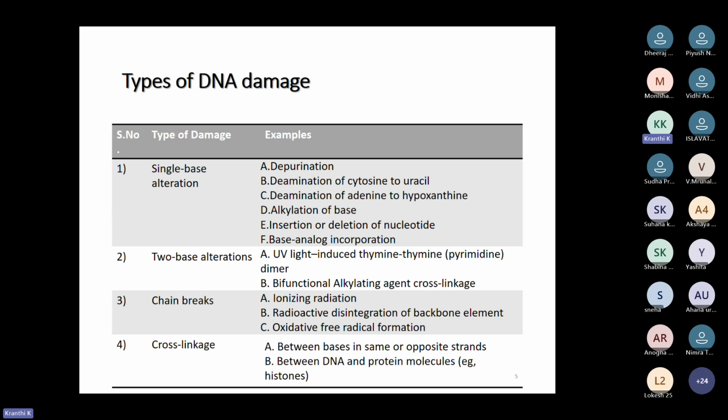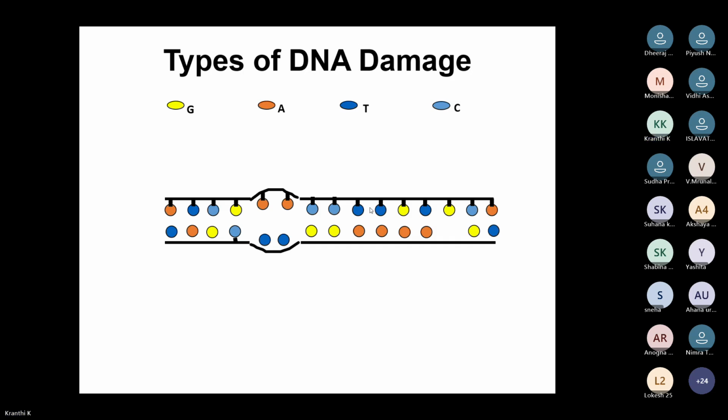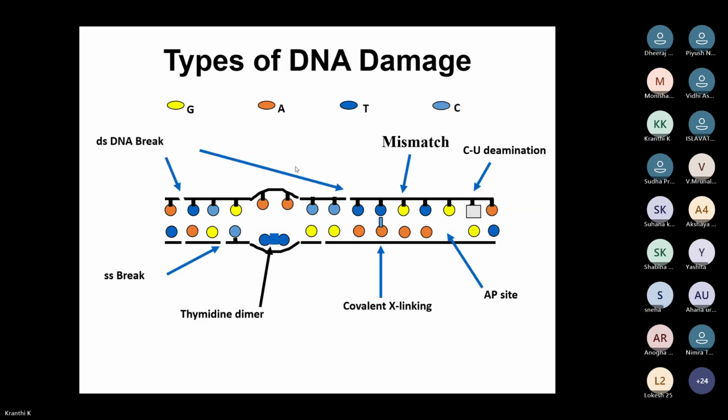Then there is one cross linkage. What is the cross linkage? Between bases in same or opposite strands, between DNA and protein molecules. Sometimes it may interact with the histone proteins also. Okay, that is called the cross linkage. So these are all the types of DNA damages. Clear? Now, overall, I'm just showing the overall.